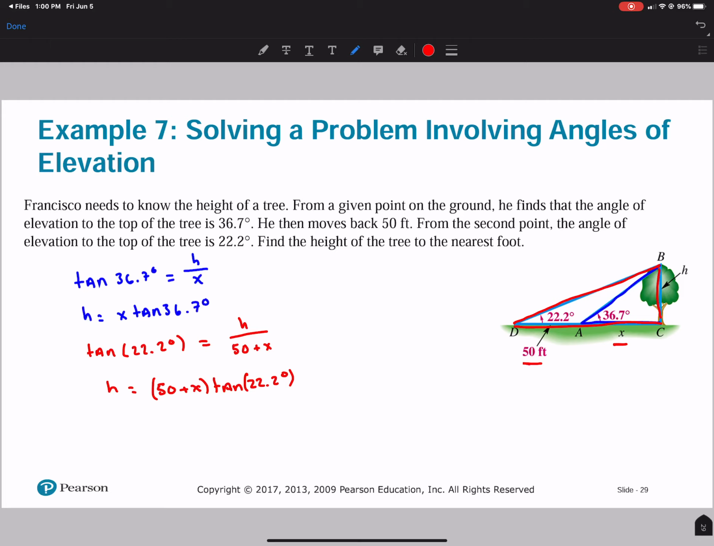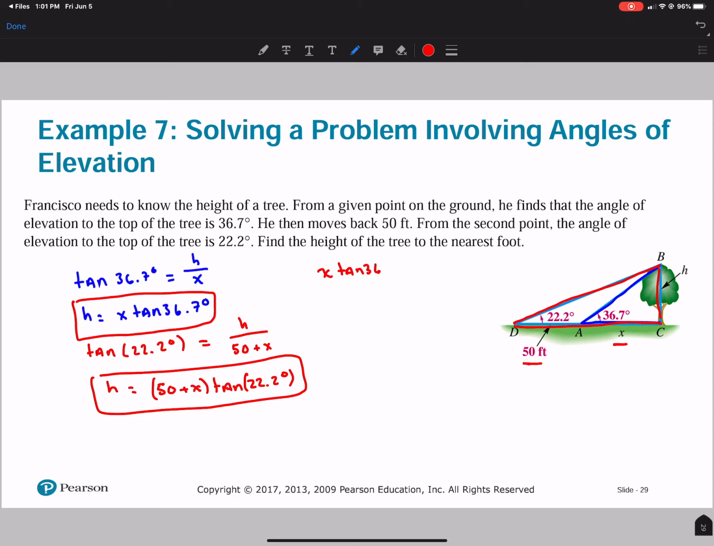All right, you still sticking with me so far? All right, so now I have two h's, right? So now I can go ahead and set equal those two things, this and this, because h equals both. So basically I have x tangent of 36.7 degrees is equal to 50 plus x times the tangent of 22.2 degrees.